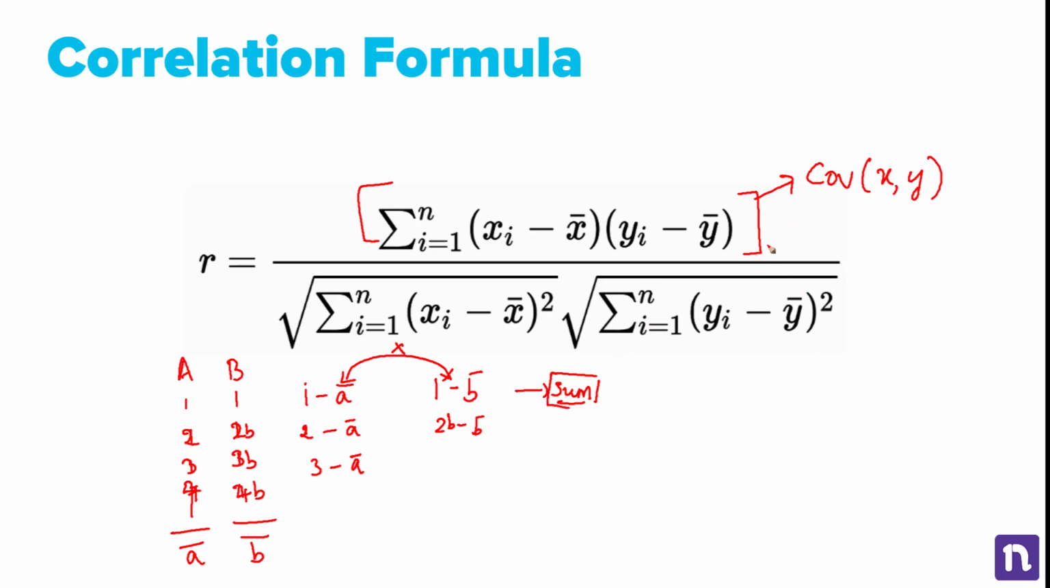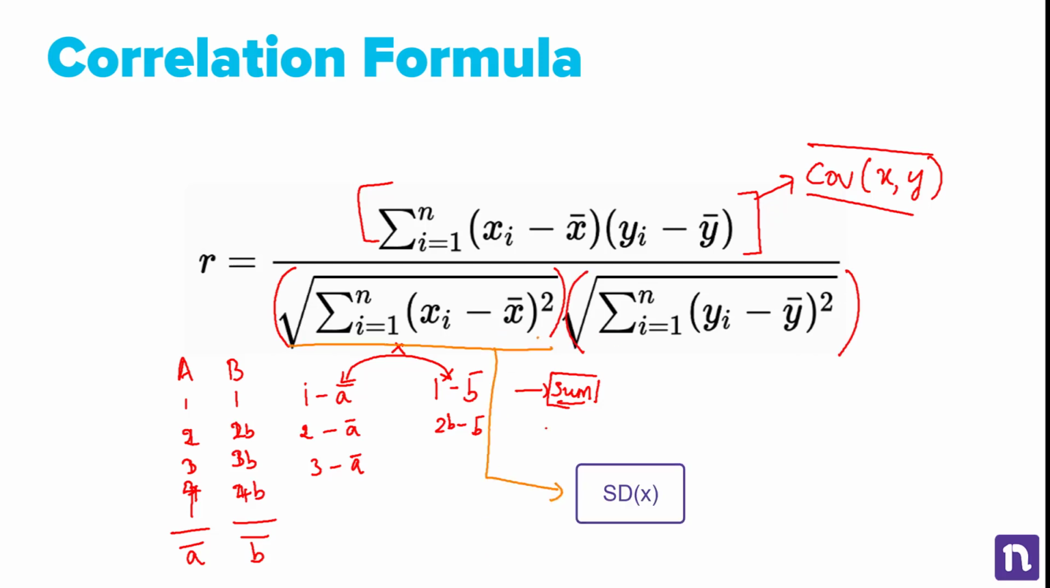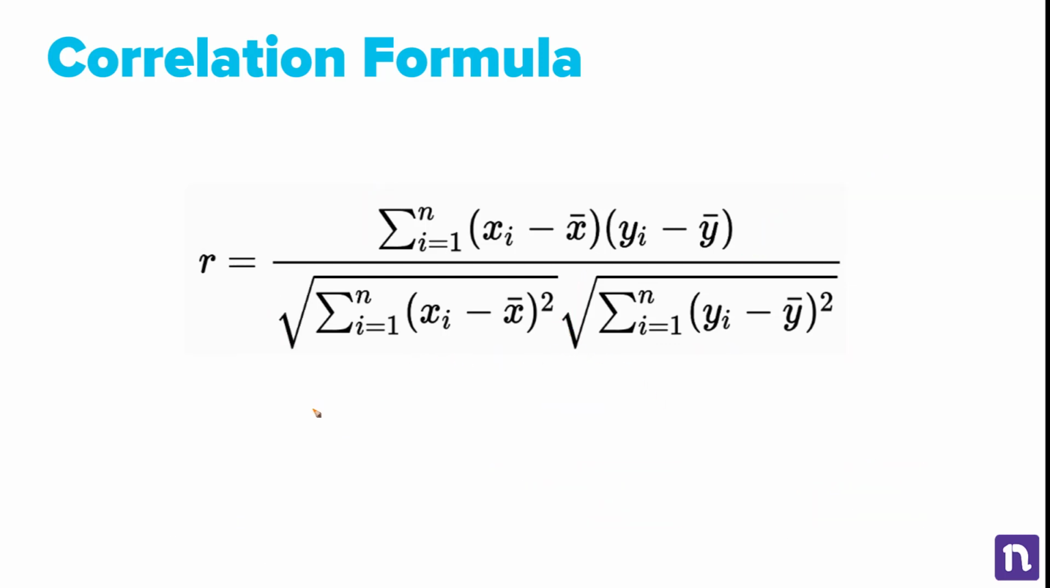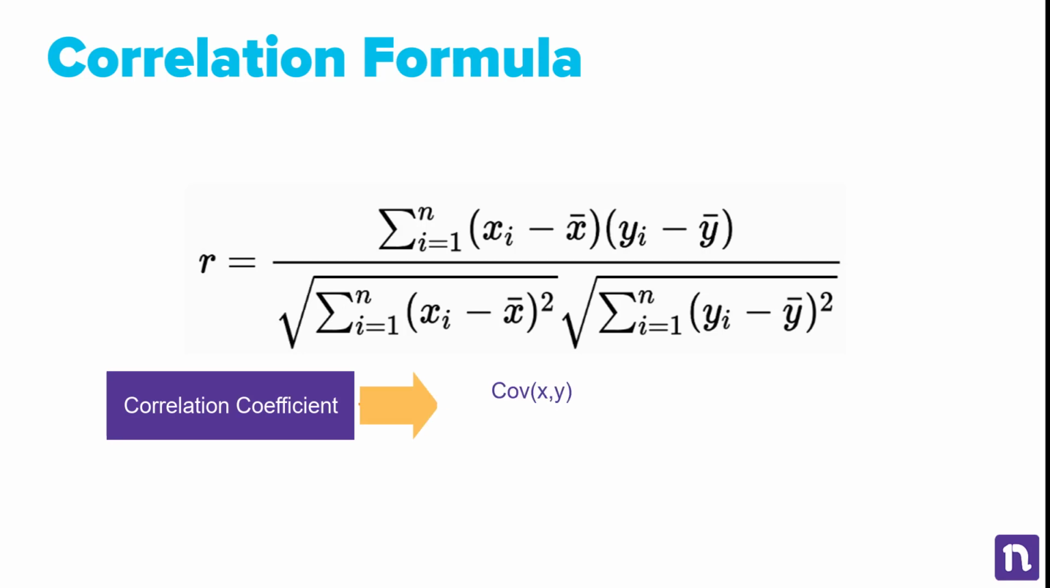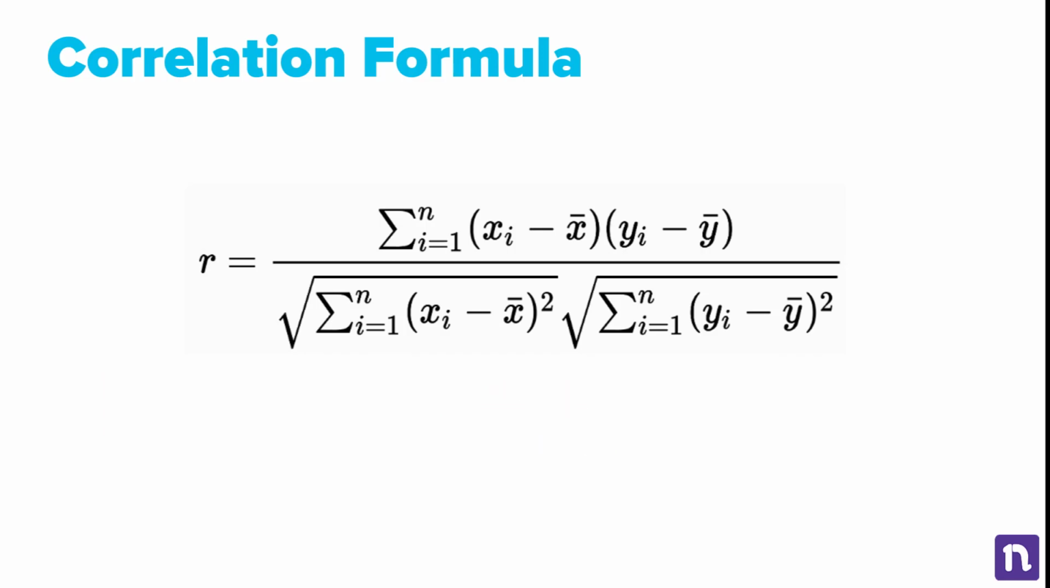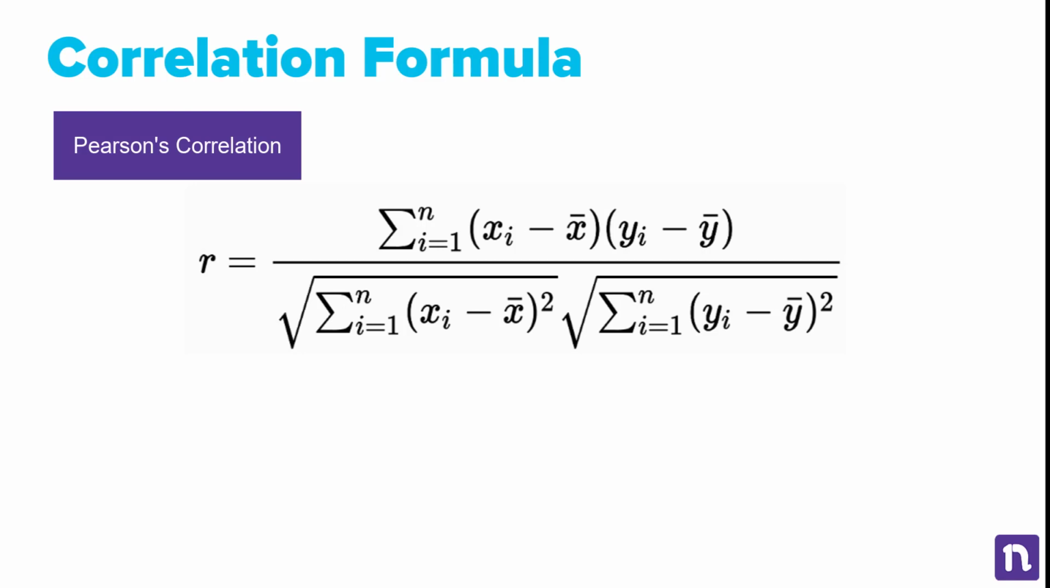Now, this whole summation is called the covariance. Whereas there are two terms over here in the bottom. The first term here is the standard deviation of x, the first variable, and this term is the standard deviation of y. What this means to us essentially is correlation coefficient is nothing but covariance of x comma y divided by standard deviation of x, standard deviation of y. This is the formula for correlation. Or to be more precise, it is Pearson's correlation.